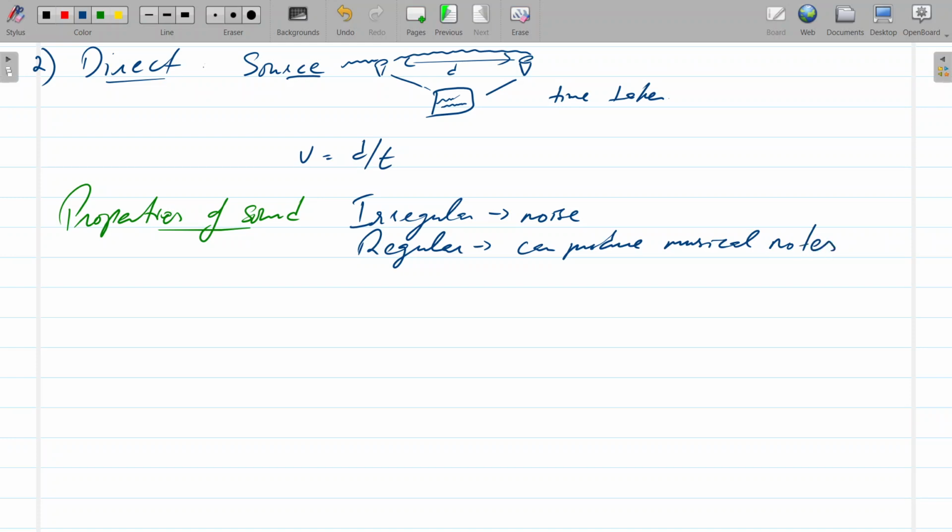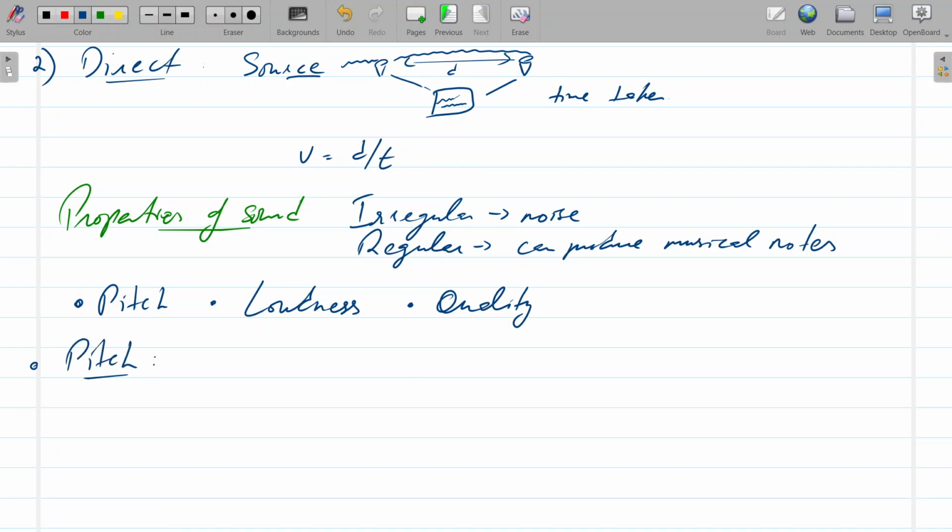So what are the qualities or the properties of sound in this case? There are three of them. There's pitch, there is loudness, and there is quality. So first let's talk about pitch.